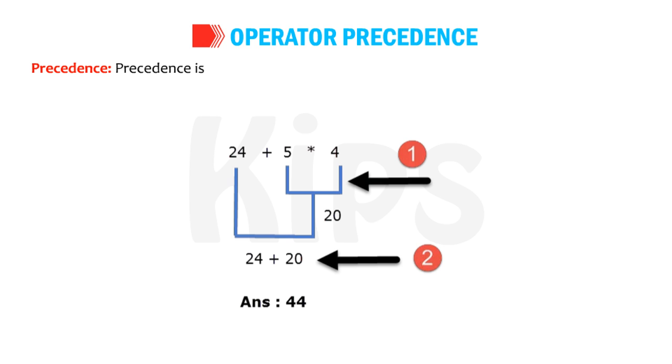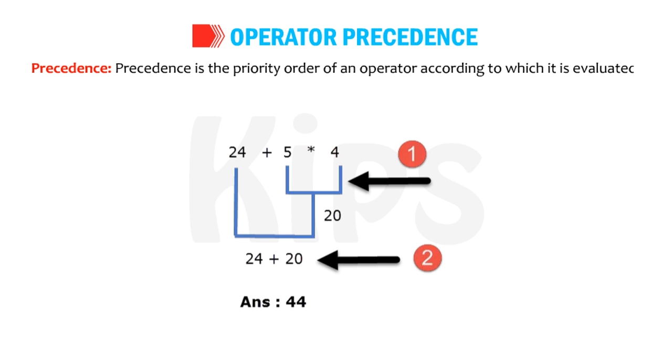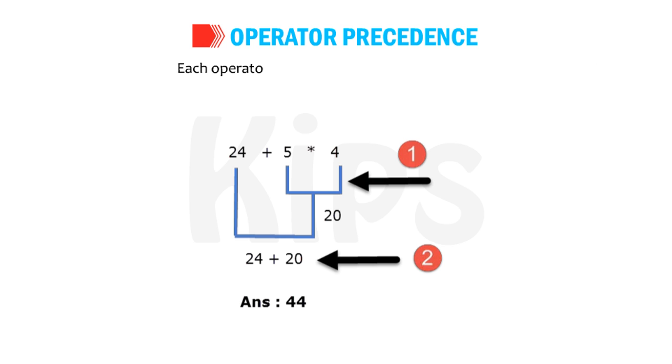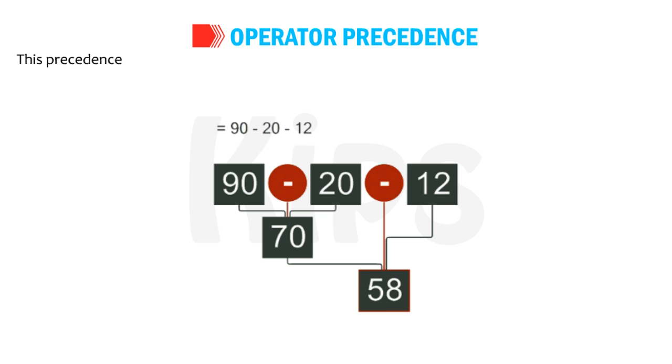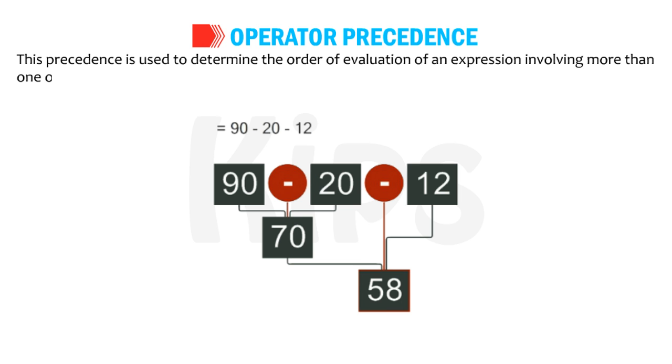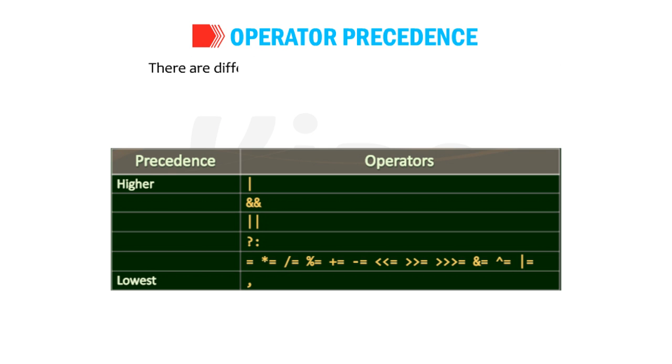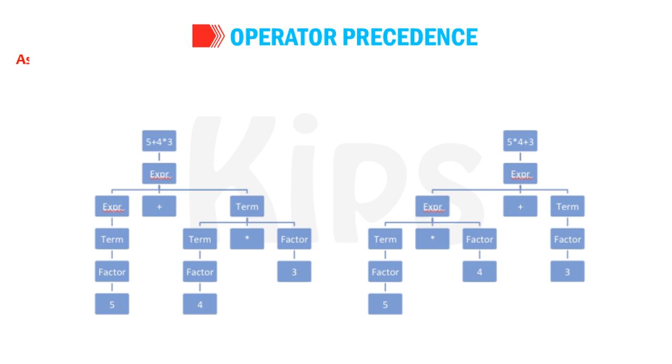Precedence. Precedence is the priority order of an operator according to which it is evaluated. Each operator has precedence associated with it. This precedence is used to determine the order of evaluation of an expression involving more than one operator. There are different levels of precedence from high to low. An operator belonging to a higher level is evaluated first.